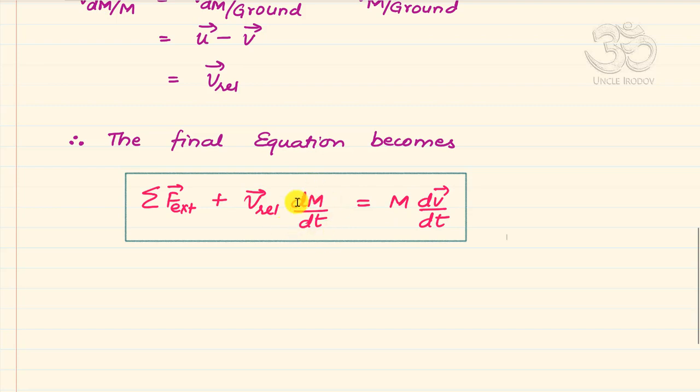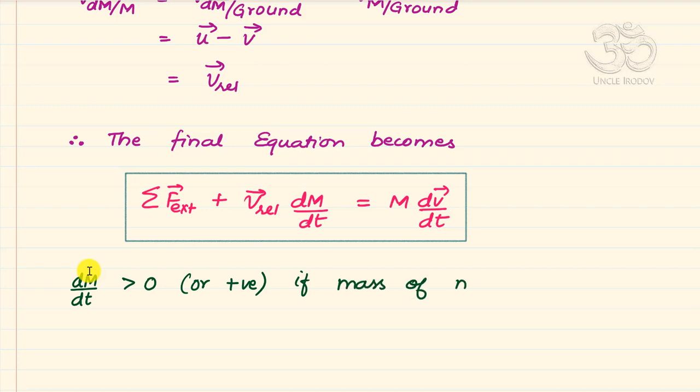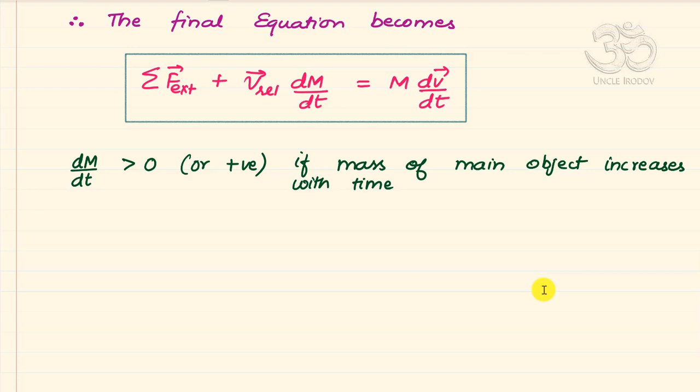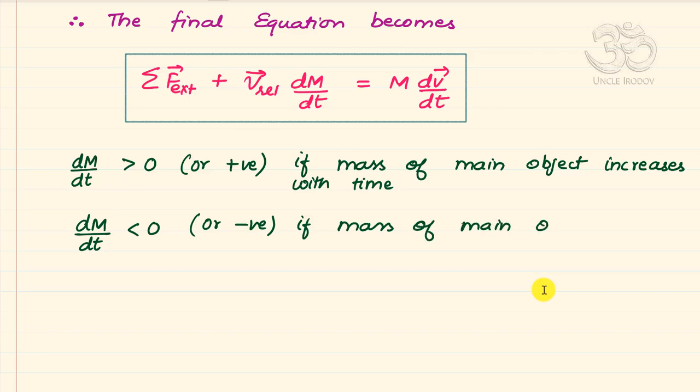But what will be the sign of this dm by dt term? Keep in mind that dm by dt is taken as greater than 0, or positive, if the mass of the main object increases with time, and conversely dm by dt is taken as less than 0, or negative, if the mass of the main object decreases with time.